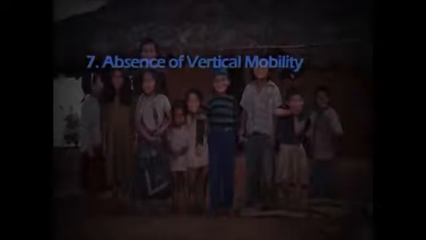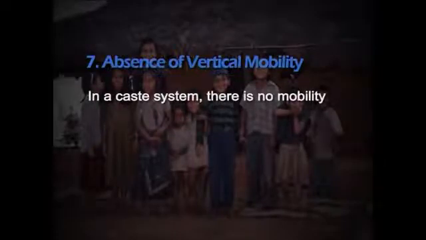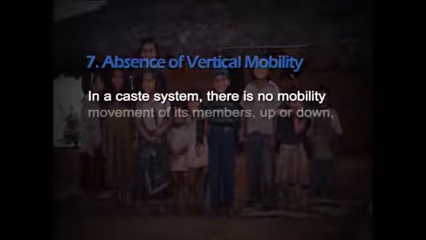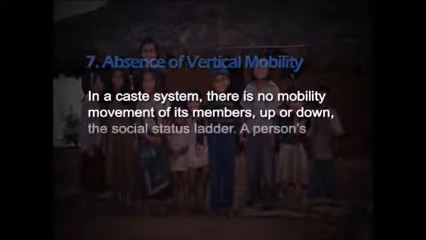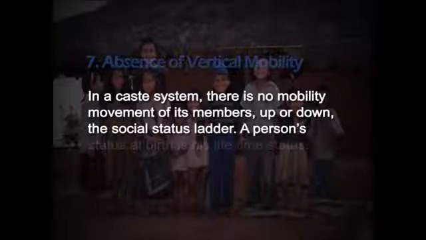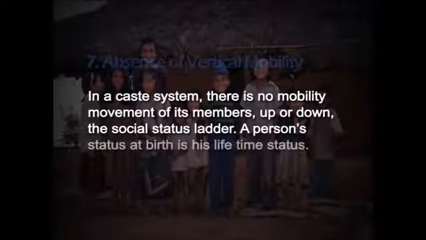Number 7. Absence of vertical mobility. In a caste system, there is no movement of its members up or down the social status ladder. A person's status at birth is his lifetime status.